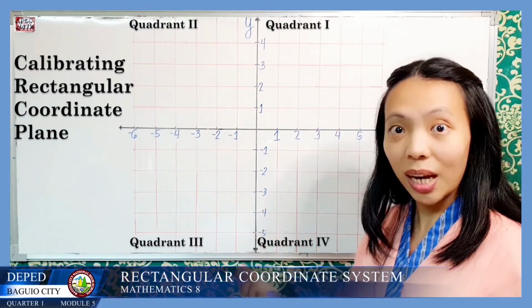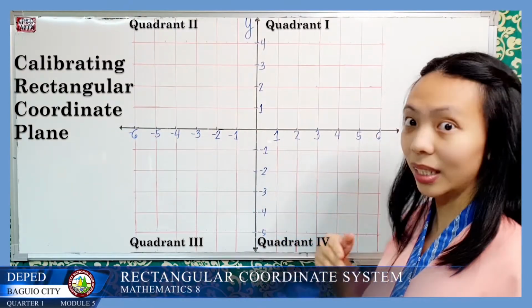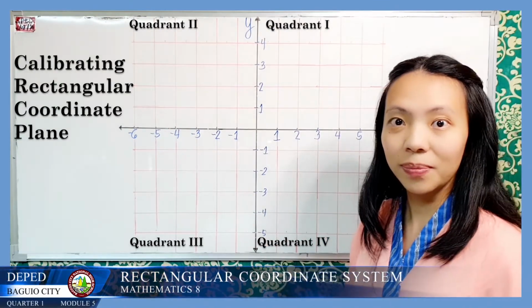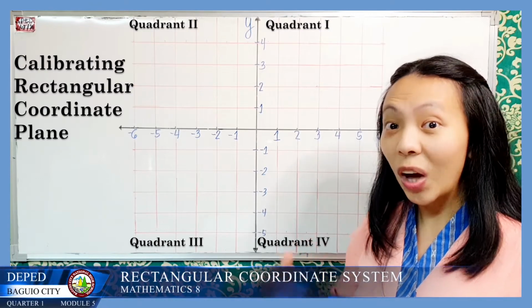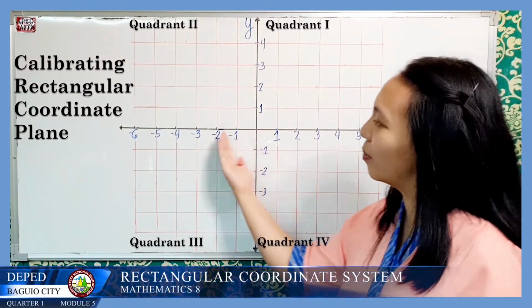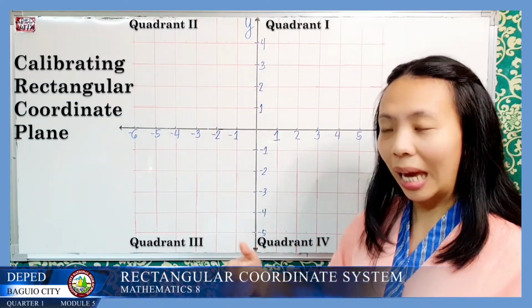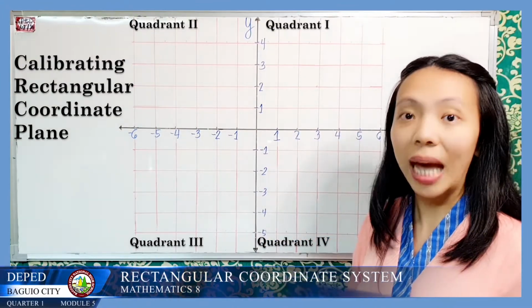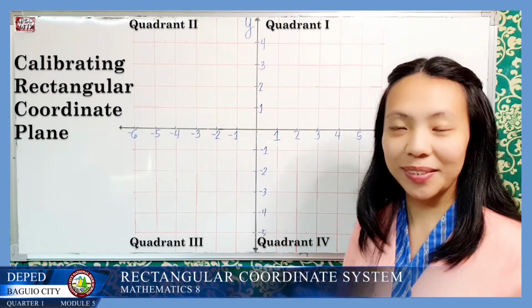Is it necessary that the calibration along the x-axis is the same as the calibration along the y-axis? The answer is no. As long as the calibration to the right of the origin is the same as the calibration to the left of the origin, and going up and down the origin, that is what is important. Check this out.